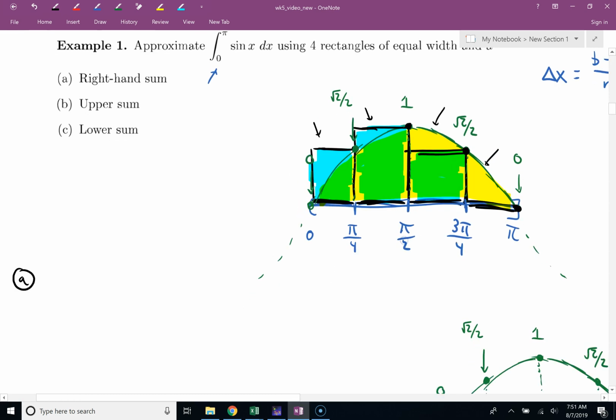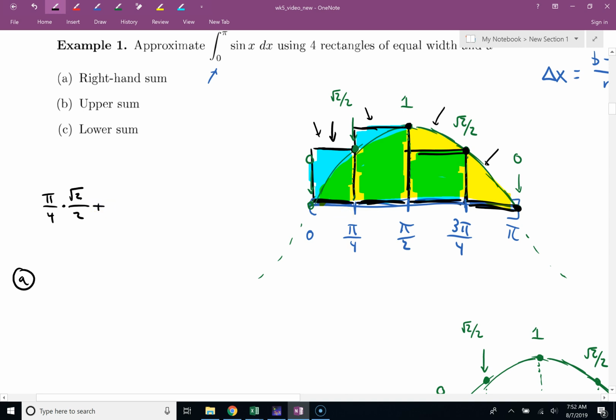All right, so now I need to calculate these areas of rectangles. My first rectangle, the width is going to be pi over 4, and the height here is going to be root 2 over 2. So that's my first rectangle taken care of. I'm using the height for the right-hand endpoint, so that's why I get the root 2 over 2. That's the sine of pi over 4. And the width for all of these is going to be pi over 4.